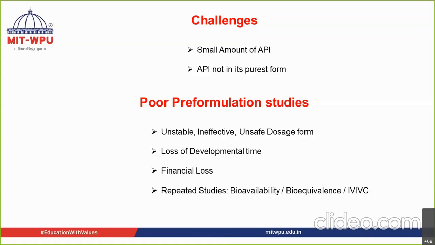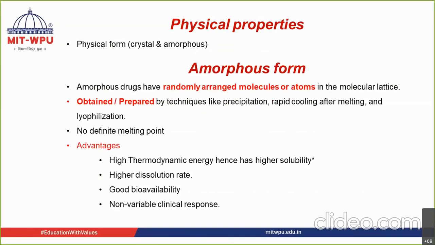So with all the challenges that you have, and with the good objectives that you have, it's very important to go with good preformulation studies. Okay, so I said that in preformulation studies we are going to study the drug in two aspects. We are going to study the physical properties of the drug, and we are going to study the chemical properties of it. Right? So when we are studying the physical properties, let us study today the first aspect of physical properties, that is the physical form of the drug.